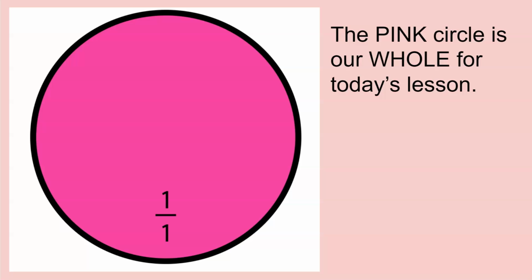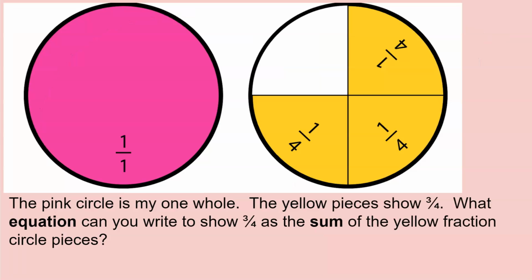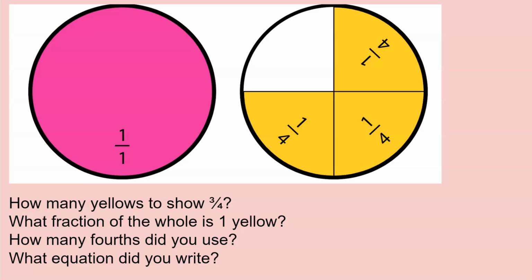For today's lesson, this pink circle is our one whole. So if the pink circle is my one whole, my yellow pieces show 3/4. Can you write an equation to show 3/4 as the sum of the yellow fraction circle pieces? How many yellows did it take to show 3/4? 3. What fraction of my whole is a yellow piece? It's 1/4.